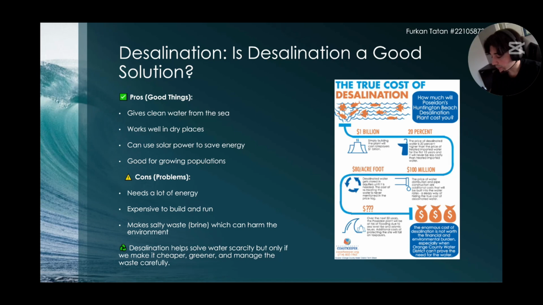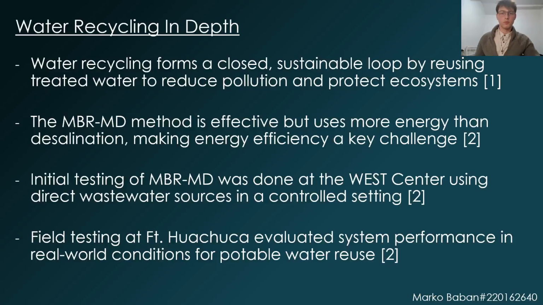But there are some problems which lead to why we don't use desalination everywhere. All the benefits aside, it needs a lot of energy, costs a lot of money, and makes waste that can hurt sea life. So yes, desalination helps with water problems, but we need to make it cheaper, greener, and deal better with the waste. We use water recycling to form a closed, reusable system of treated water to reduce pollution and protect our nature. This method is called the MBR-MD method.